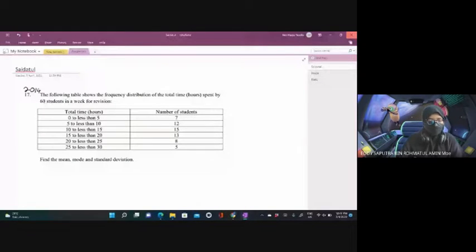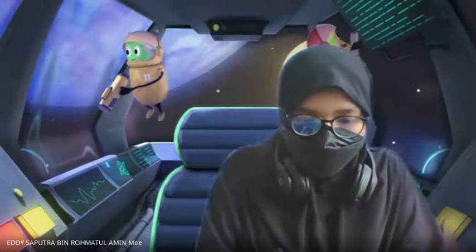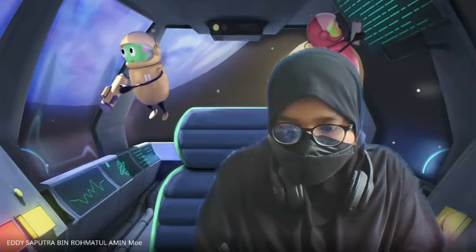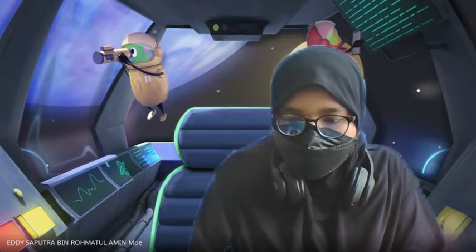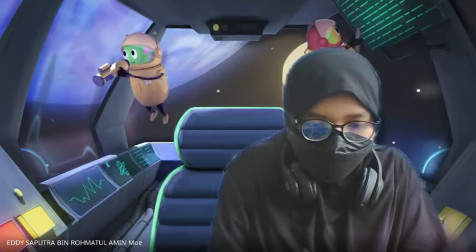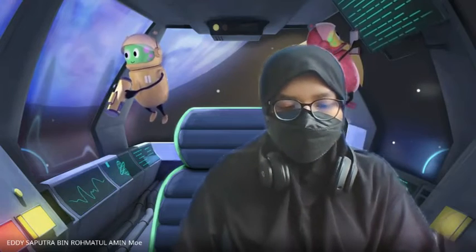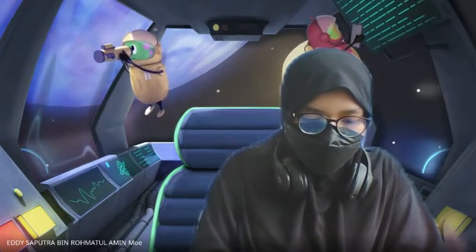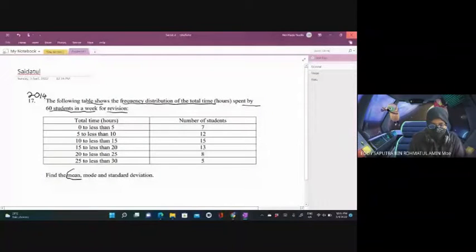So the question states that the table shows the frequency distribution of the total time in hours spent by 60 students in a week for revision. Based on the question, it asks for the mean, mode, and standard deviation. I will be explaining the mean first.